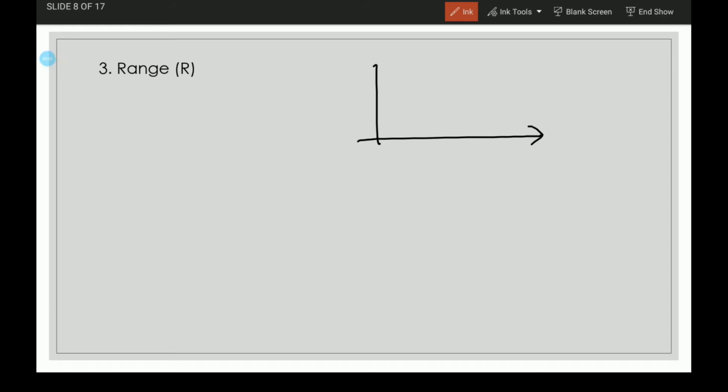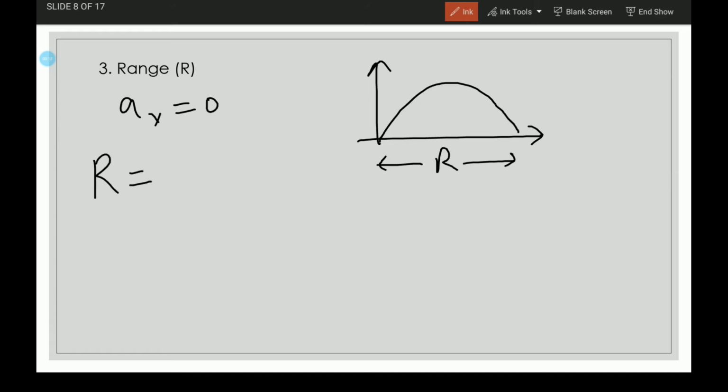Now the range is the distance traveled by the projectile in the x direction. This distance is the range. We all know that the acceleration in the x direction is 0. So range is simply equal to ux into t. T is the time of flight and ux is the horizontal component of the speed of the projectile, that is u cos theta.